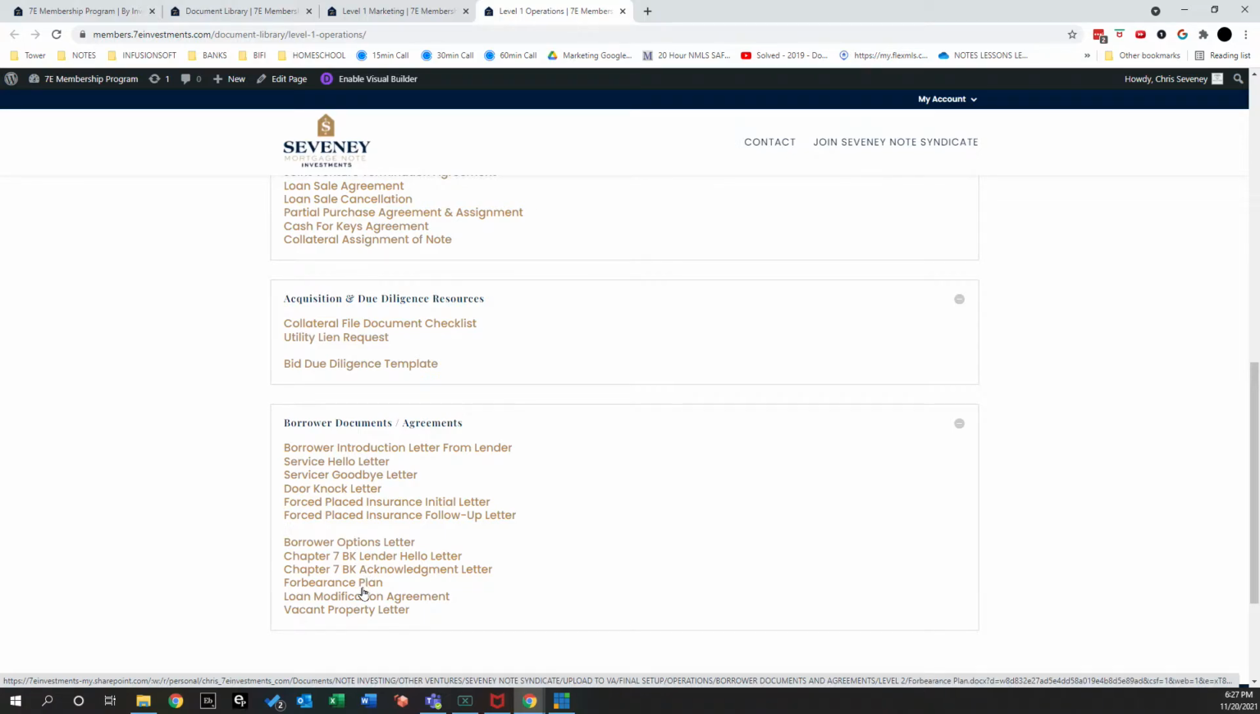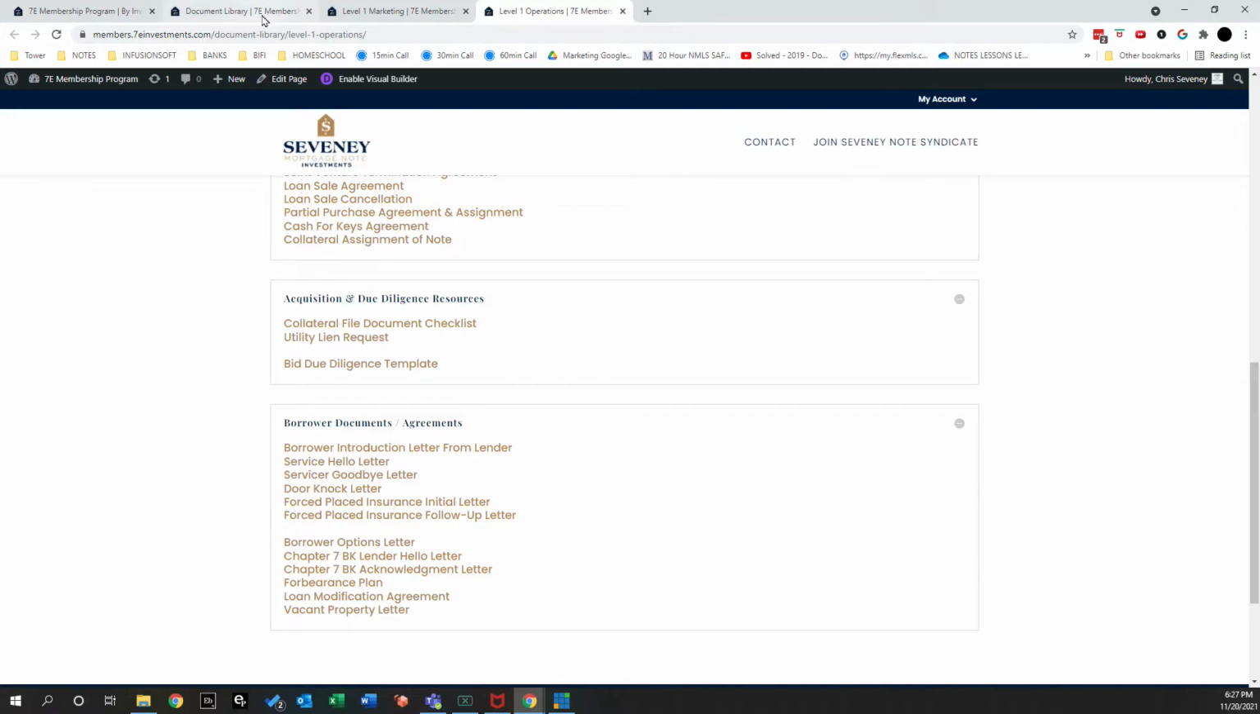I'll make a comment on the forbearance and loan modification agreements. Even though these are being provided to you, we strongly recommend that you have an attorney review those in the state you're doing the loan mod or forbearance agreement to make sure it complies with state laws. While they're being provided, we still recommend you have an attorney review that document, which would be more cost effective than having the attorney actually draft a whole new document for you.